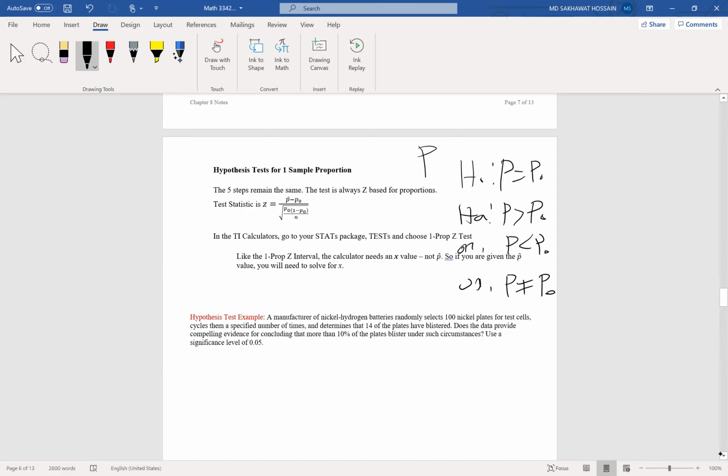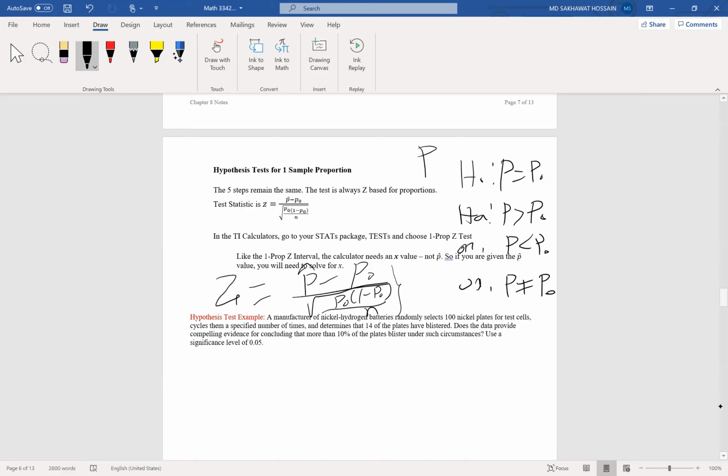So in this case, if you use the Z test, then the test statistic will be Z equals P hat, that is the sample proportion, minus P naught, the proportion under the null hypothesis, over the square root of P naught times 1 minus P naught over N. That is the standard deviation for P hat. Okay, so this is the test statistic. If the sample size is small, you can also use the t-test.